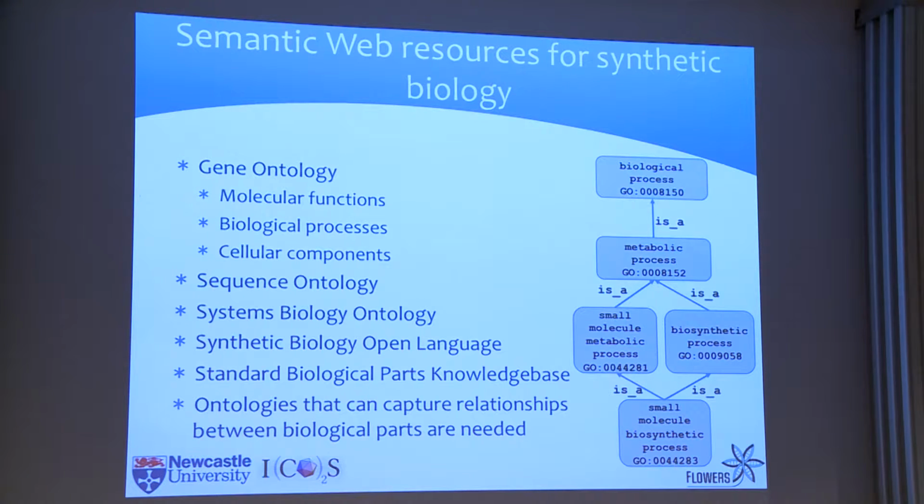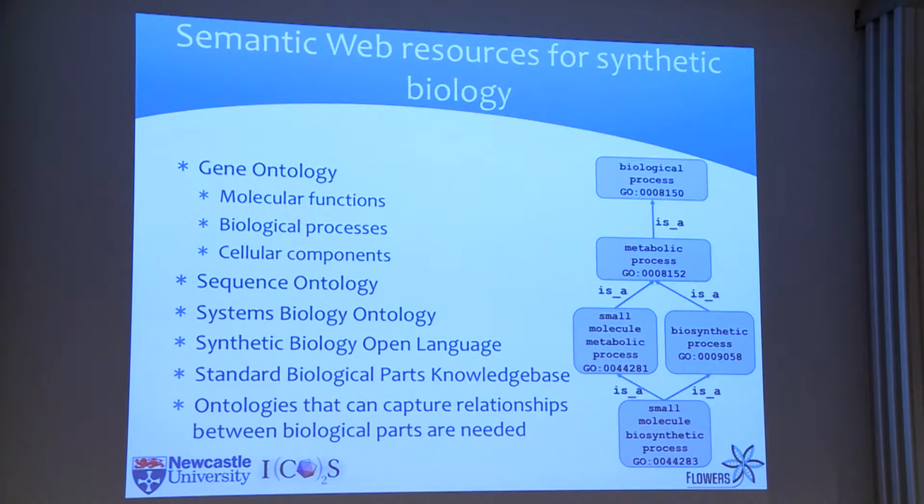But there are many semantic web resources for synthetic biology at the moment. For example, Gene Ontology provides terms for molecular functions, biological processes, and cellular components, and Sequence Ontology unifies the meaning of biological parts. For example, there's a term in Sequence Ontology for a promoter. So if you use that term, every tool would understand your application, or when you exchange data, it can be understood easily. Systems Biology Ontology is used to annotate your synthetic biology models.